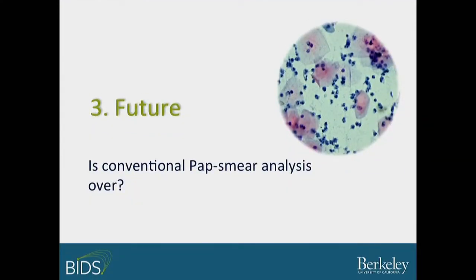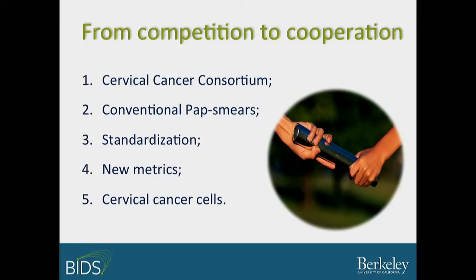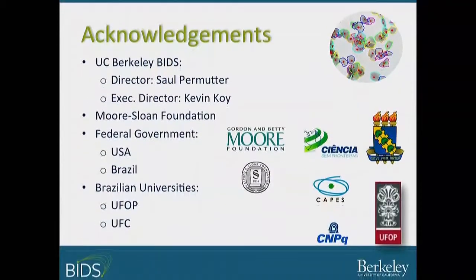Competitions are great. What do we plan for the future? We want to deal with conventional pap smears. We want to build a cervical cancer consortium, and we have already started. Those people that were competing this year, we got together and said, wow, let's at least put our codes together and see if we can do better. Let's work with much larger data sets.